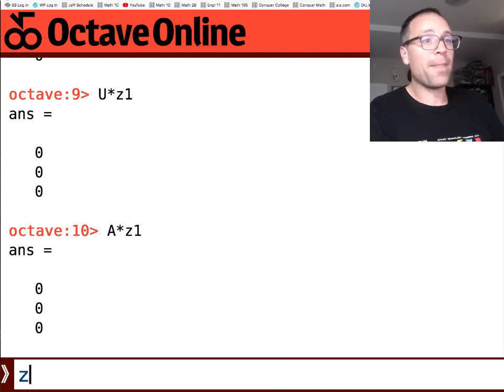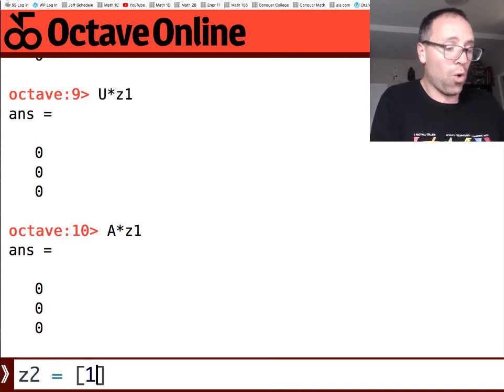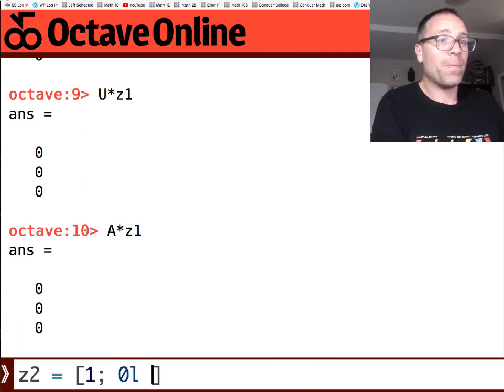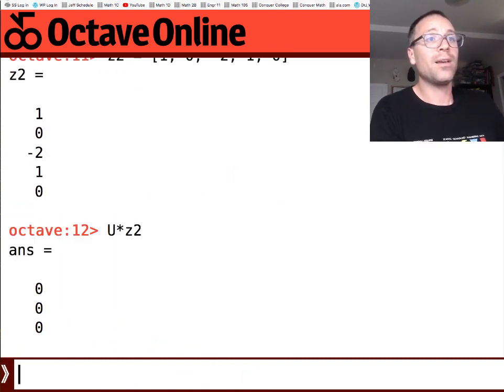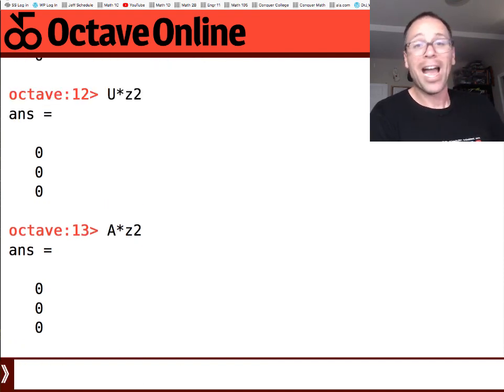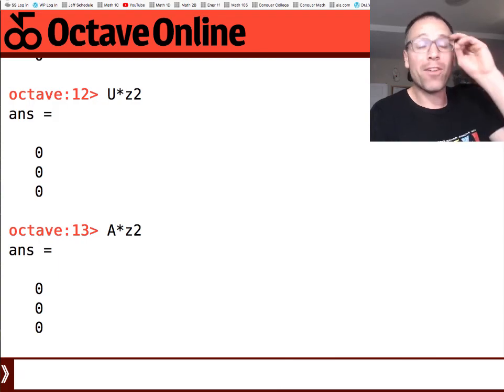Similarly, we can check that for the vector z2, which was 1, 0, -2, 1, 0, when I multiply U times z2, I get 0. If I multiply A times z2, I also get 0. That's the benefit of the matrix U.